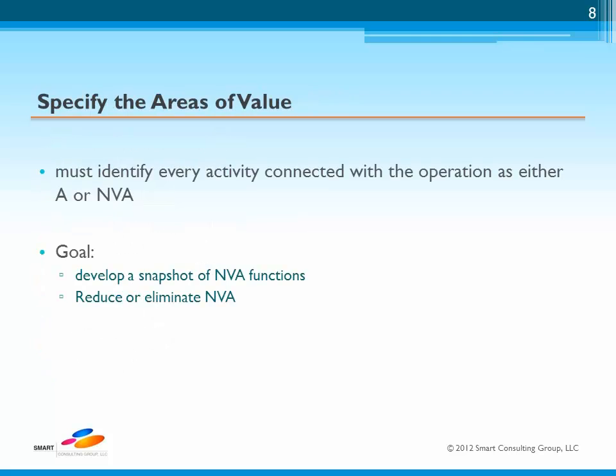Let's look at specifying areas of value first. To produce a truly lean laboratory, you must identify every activity connected with the operation as either value added or non-value added. As previously stressed, doing this from the customer perspective will always yield a very clear and straightforward picture.